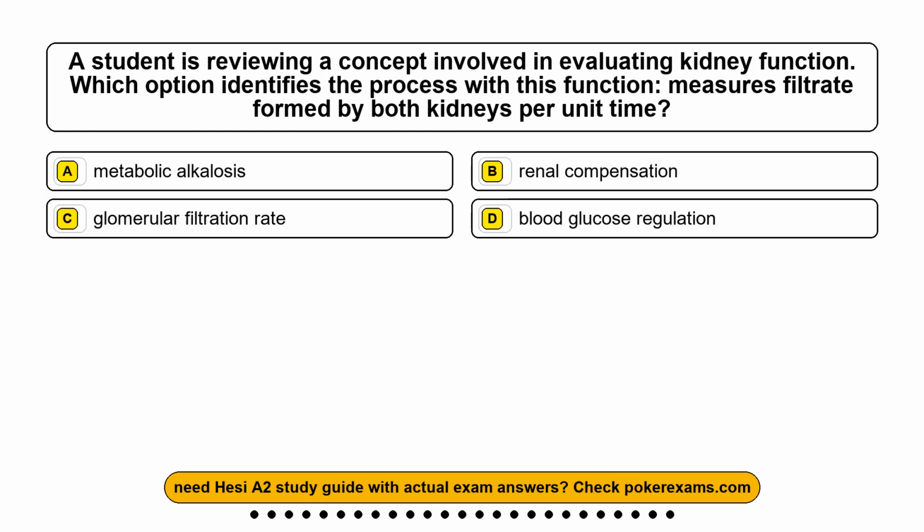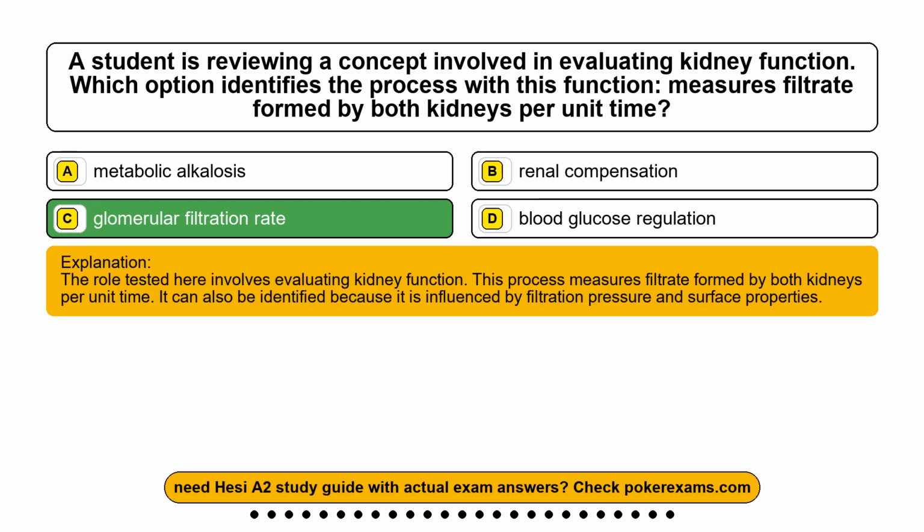Question 10. A student is reviewing a concept involved in evaluating kidney function. Which option identifies the process with this function? Measures filtrate formed by both kidneys per unit time. Option A, metabolic alkalosis. Option B, renal compensation. Option C, glomerular filtration rate. Option D, blood glucose regulation. The correct answer is option C, glomerular filtration rate.